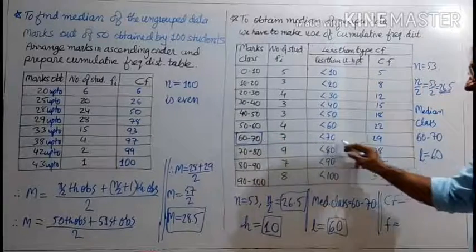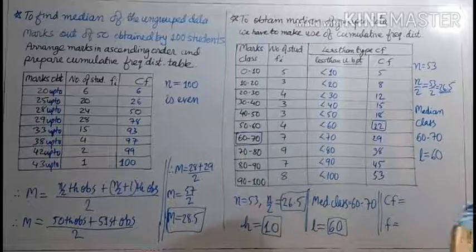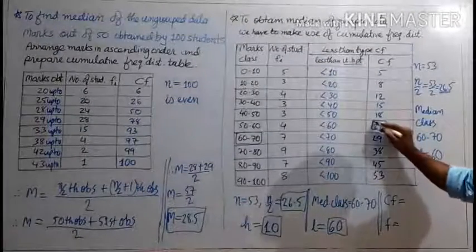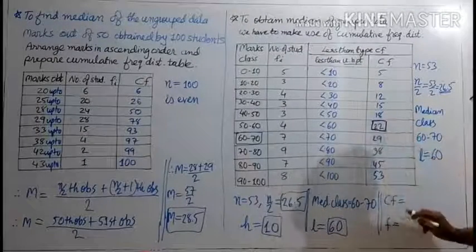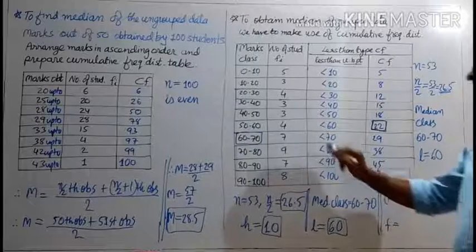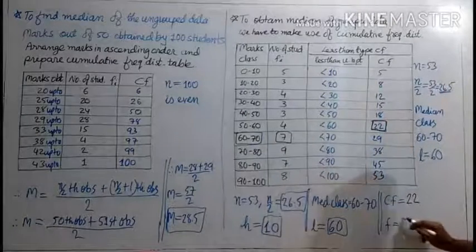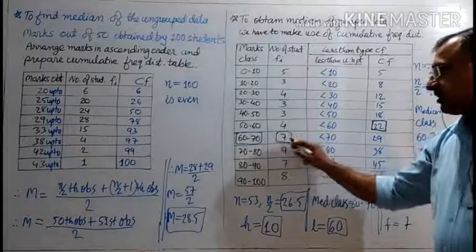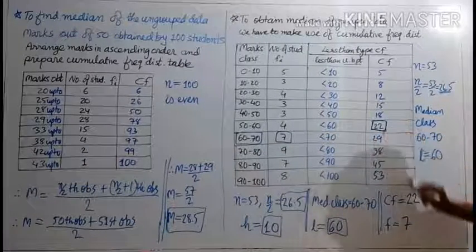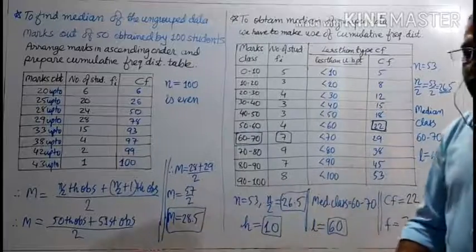So the median class is this. We have to take the cumulative frequency of the class previous to the median class, and that is 22. Cumulative frequency 22. And frequency of the class, which one? Median class, and that is 7. So the frequency of the median class itself we have to take, that is 7, but the cumulative frequency we have to take of the previous class, and that is 22. So using this data, let us find out the median of this.